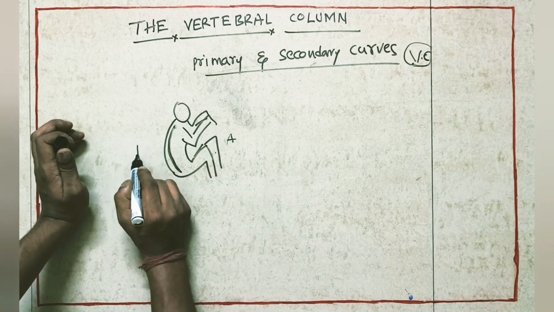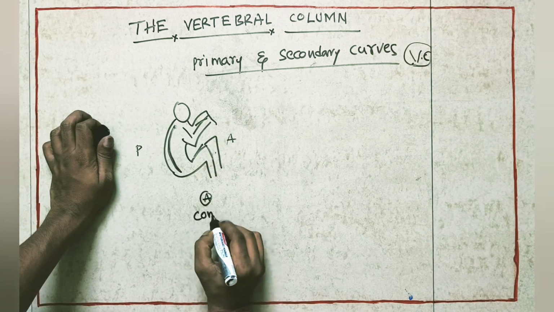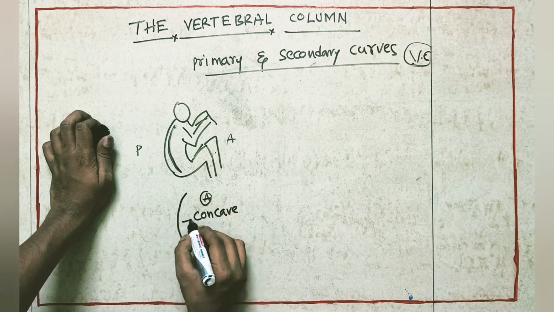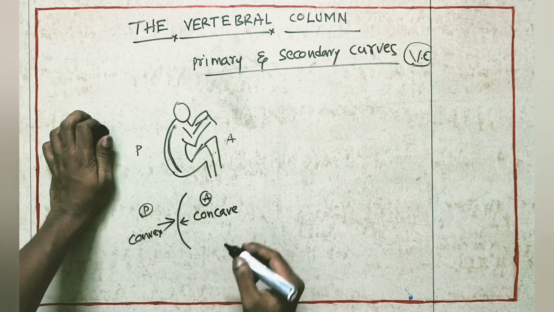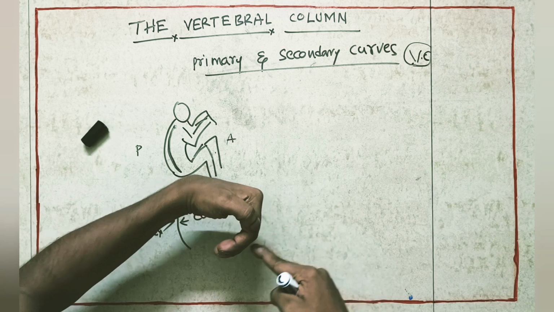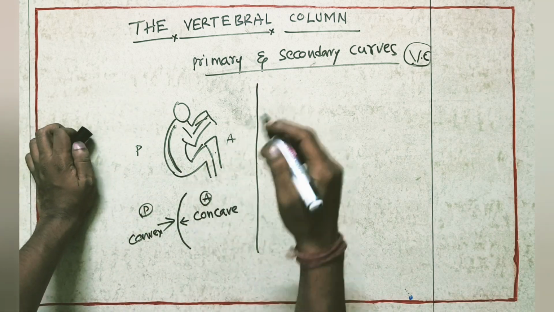This is anterior to the body. This is posterior to the body. Here, if we see the vertebral column, anteriorly it is concave in shape. Posteriorly, the vertebral column is convex. So this is convex and this is concave. So this is the primary curvature of the vertebral column.